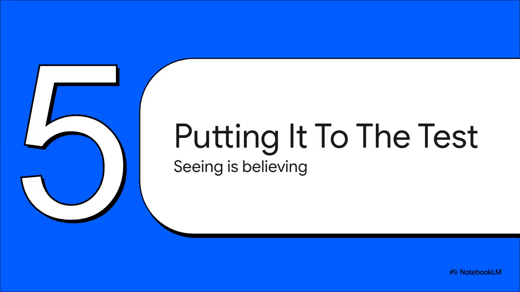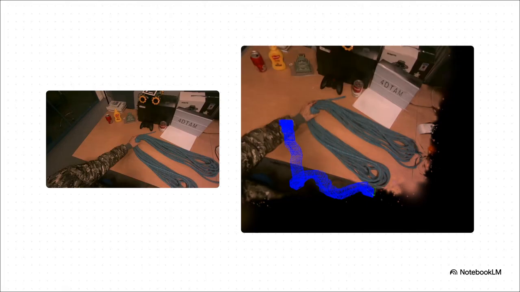Okay, so that's the theory. It sounds great on paper, but does it actually work in the real world? Well, let's take a look at the results, because seeing is believing. Just look at this. On the left, we've got a rope being twisted and tangled up. This is a classic example of complex, unpredictable motion that would break older systems. And on the right, that's 4D TAM's digital reconstruction. It is not a blurry mess. It's a clean, sharp, accurate 3D model that's capturing every single twist and turn as it happens.